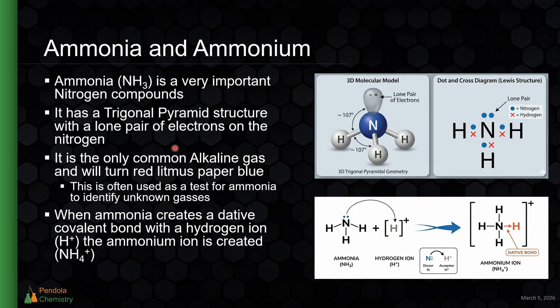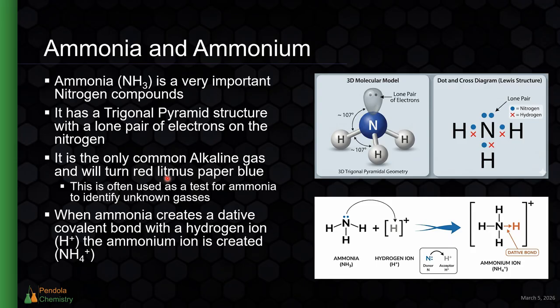Now, ammonia is the only common alkaline gas, and because of that, it turns red litmus paper blue. We already talked about this in chapter 12, where a common test for ammonia gas is to use a damp piece of red litmus paper, and if that red litmus paper turns blue, it's a positive test for ammonia gas. And that can be an indication of a few different chemical reactions when ammonia is created.